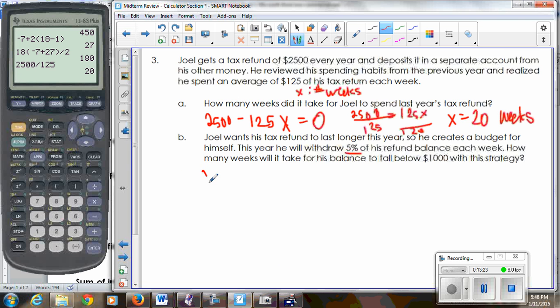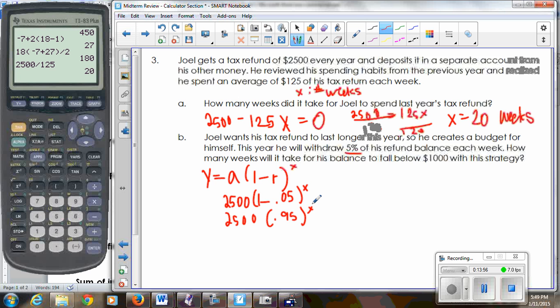And if you remember, an exponential decay function, we have what we initially start with, and then 1 minus the rate at which we're taking it out, raised to the x or the t or whatever time variable you want to use. So in this case, again, we started with the 2,500. And since we're deducting 5%, it's going to be 1 minus, remember, change your percent to a decimal, 0.05 to the x. Or another way of writing that would be 2,500 times 0.95 to the x. And I essentially want to know how long it takes to get to $1,000.